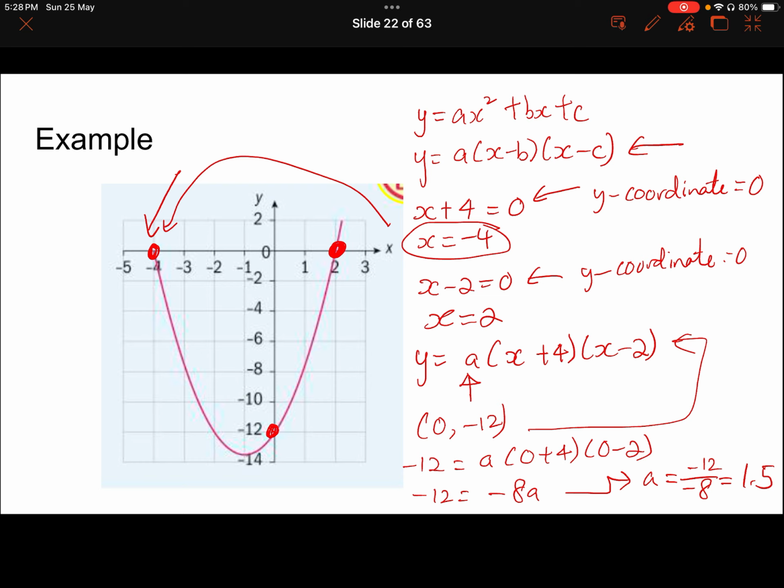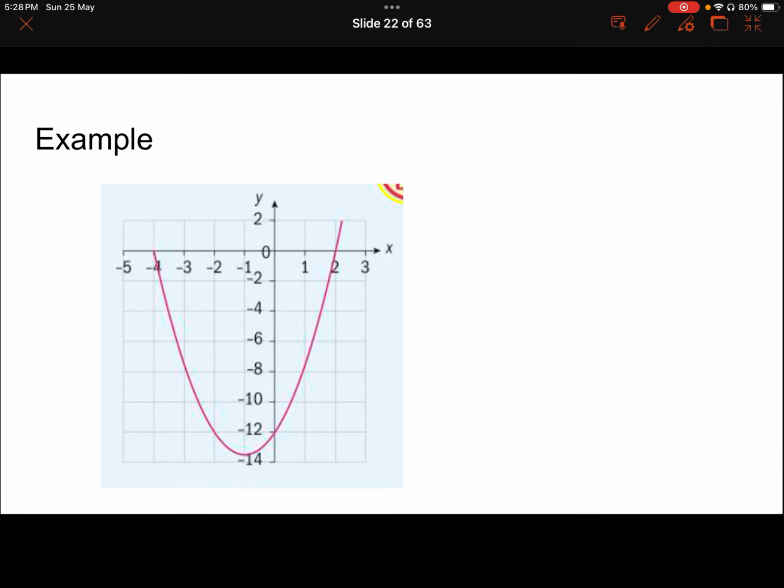The AI students, you don't need to worry about this because you could use the GDC at any point of time. Okay, all right. So let me just clear off the pen markings again.